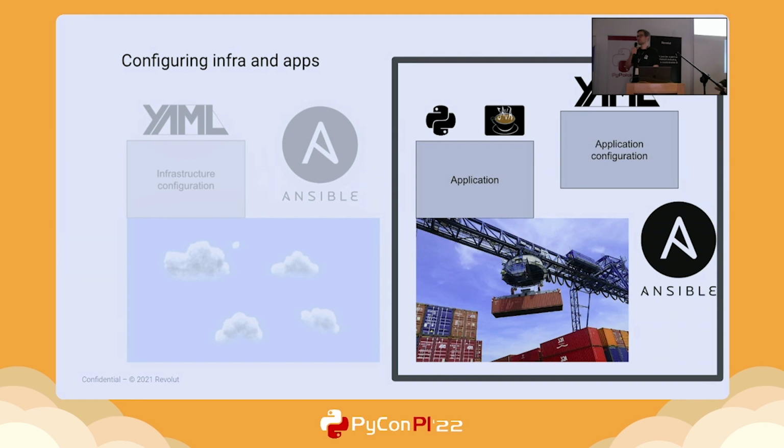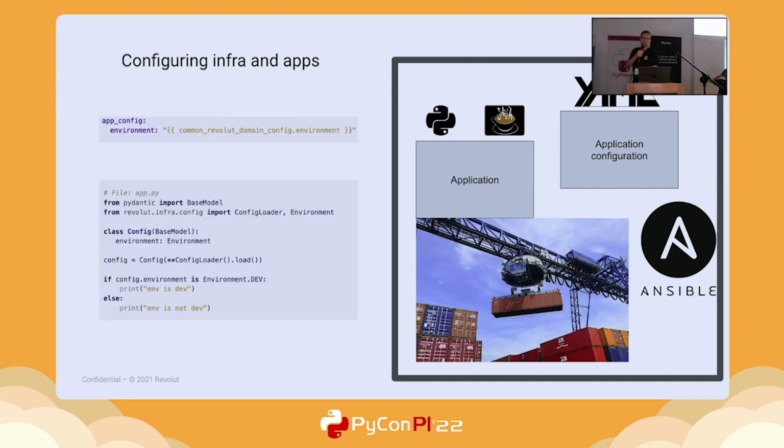So let's just focus on this part on the right, talking about the application config, not the infrastructure config right now. This is a very simplified example, but there are essentially three different bits to take a look at here.